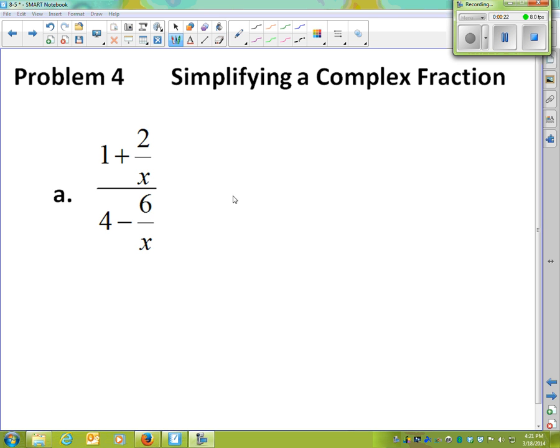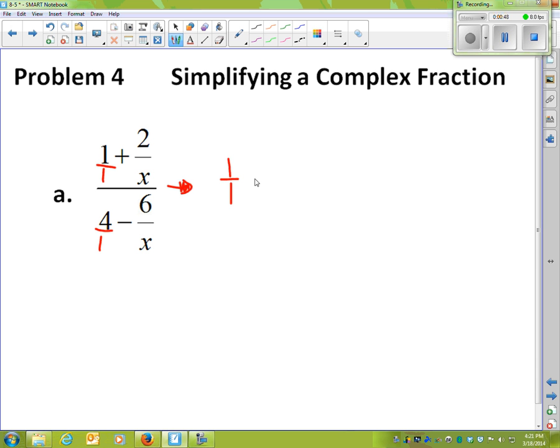The first thing that I want to do is make everything involved here into a fraction. I'm going to change my whole number into a fraction by dividing by 1. So 1 over 1 and 4 over 1. I like to rewrite these in horizontal. It's easier for me to look at and find the common denominator.